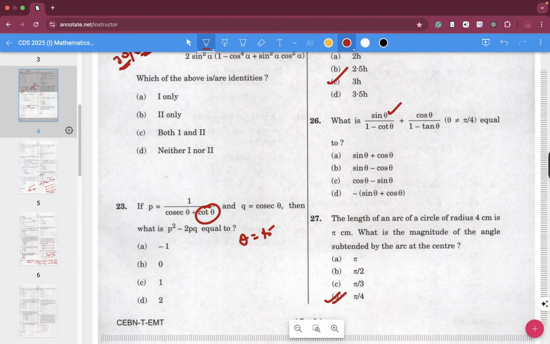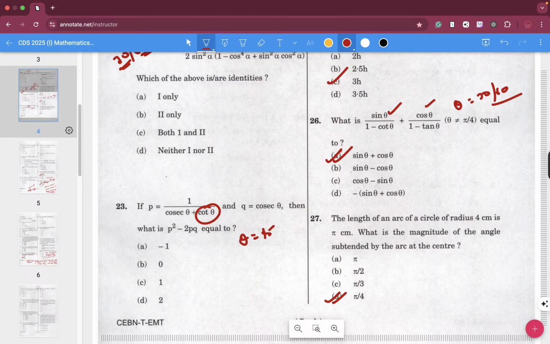Again you have sine and cos values, so take theta is equal to either 30 or 60 and prove that. For question 26, what value did we get? We got the value A as the answer to this question, folks. This one was easy.